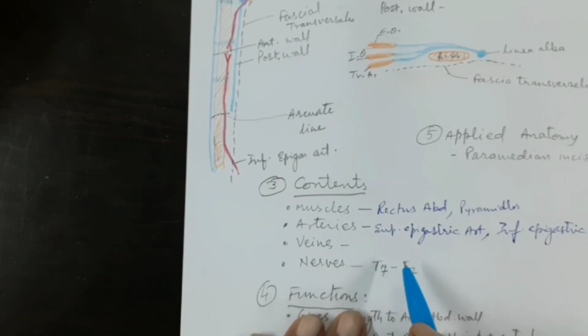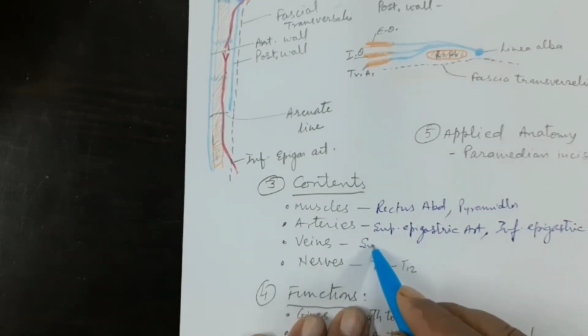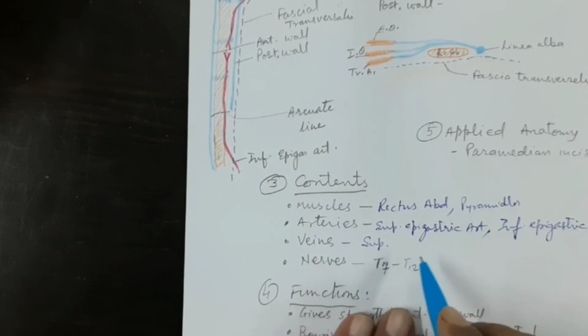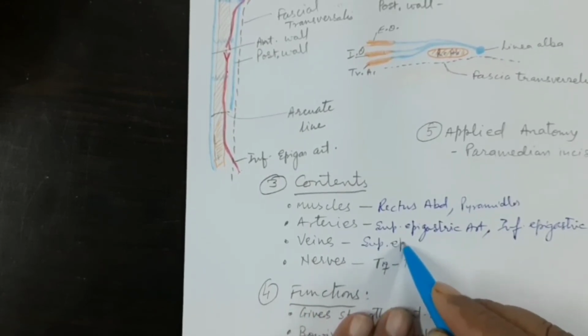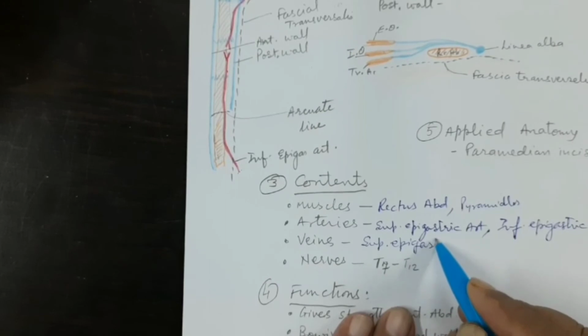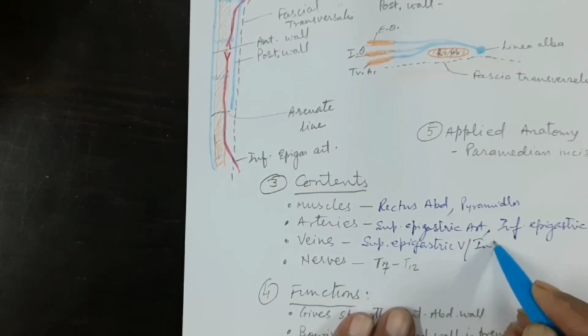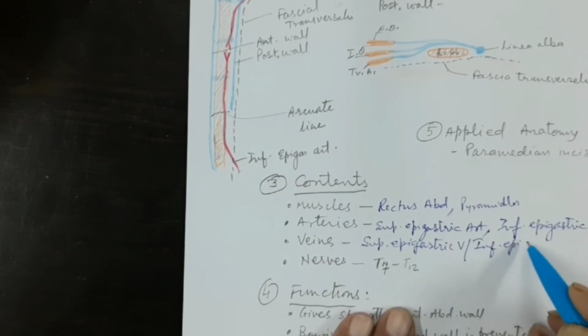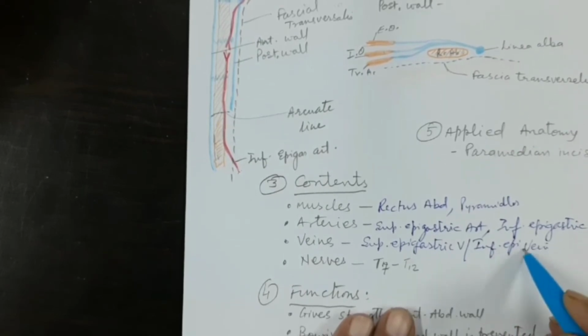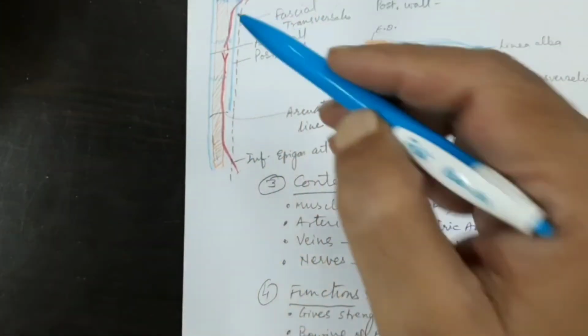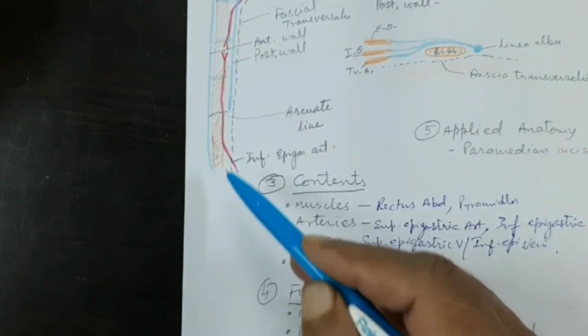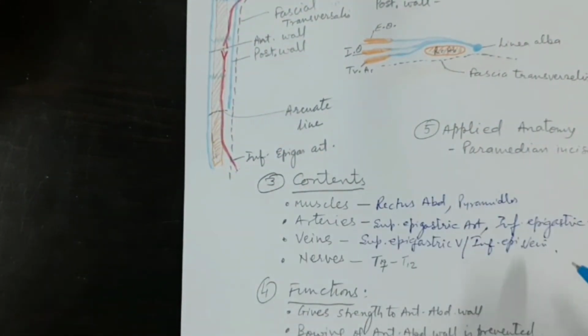Veins. Now the veins have the same names and run along with the arteries of the same name: superior epigastric vein and inferior epigastric vein. They will go to the internal thoracic vein above, and below they will go to the external iliac vein.